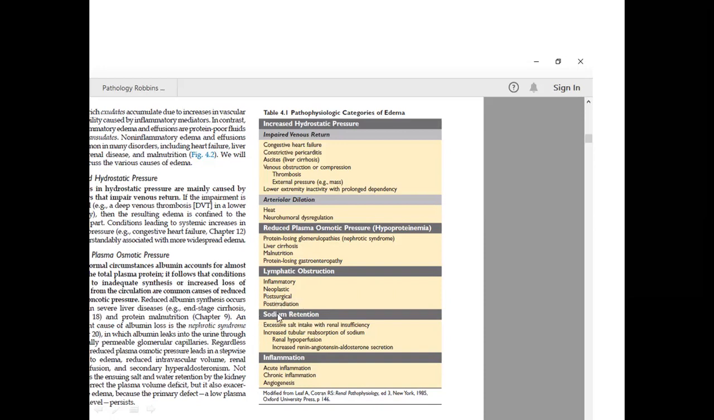Now, the next cause is sodium retention. Why does sodium retention occur? Due to excessive salt intake with renal insufficiency, and increased tubular reabsorption of sodium. Why does tubular reabsorption of sodium increase? Due to renal hypoperfusion and increased renin-angiotensin-aldosterone secretion. Inflammation also causes edema. How? Acute inflammation, chronic inflammation, angiogenesis. In all these situations, edema occurs.